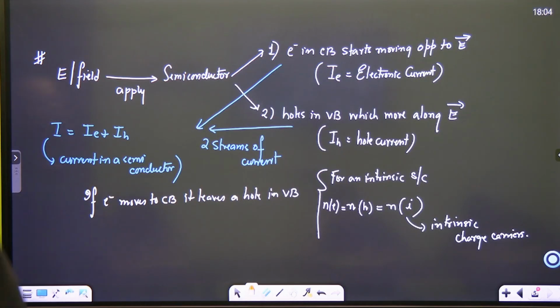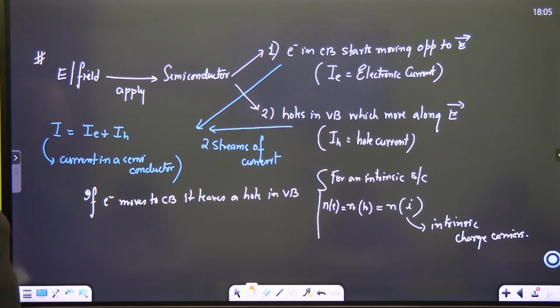Let's see it once again. If you apply an electric field to a semiconductor, two things can be created. If the electron is in the conduction band, how did it come into the conduction band? It jumped from the valence band. So it must have left a hole in the valence band and itself gone to the conduction band, but it will move opposite to the direction of the applied field and constitute what is known as the electron current.